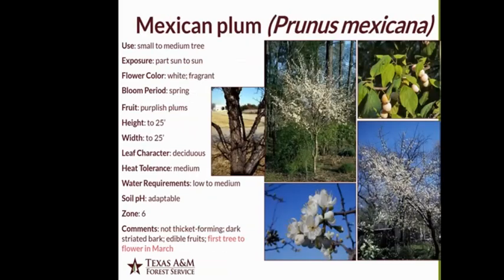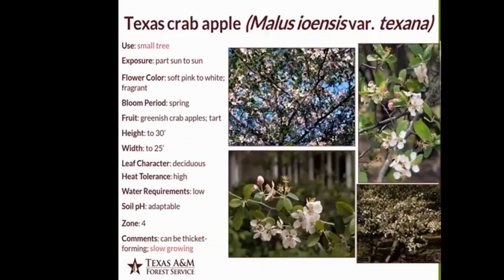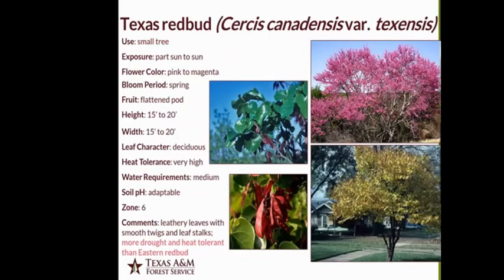Mexican plum. This is usually the first tree to flower in March, so great for that. You know, the bees love it. Just a really pretty spring tree. And then Texas crabapple. This is a slow growing tree, and it's a small tree, but again, another great one with flowers. And Texas redbud, this is one of my favorites with those purpley pink blooms in the spring.